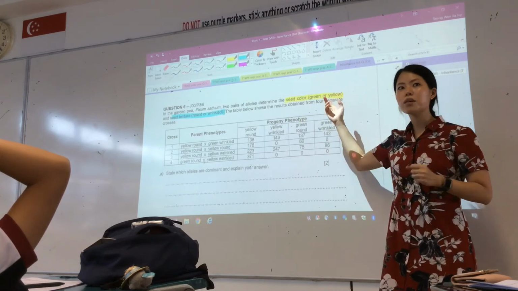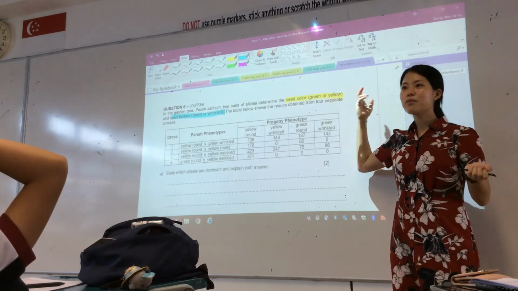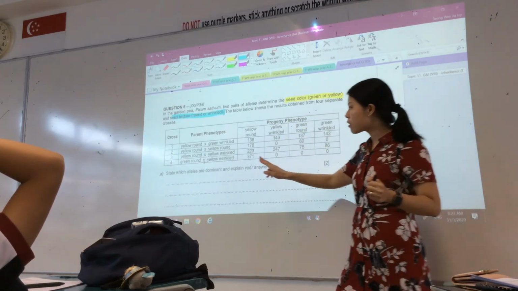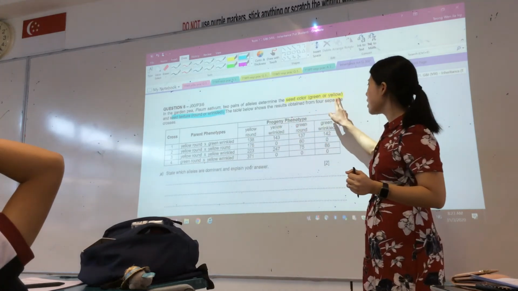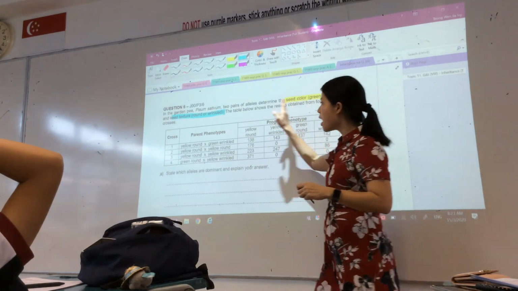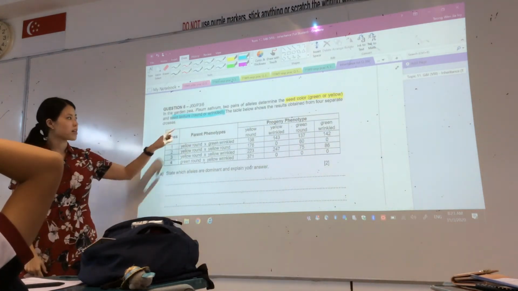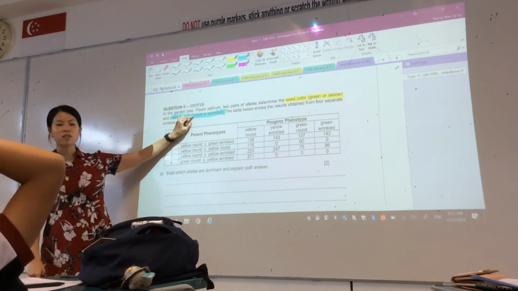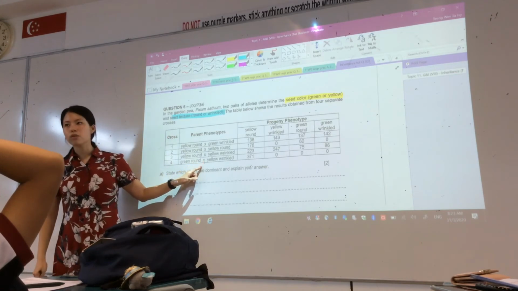Yellow. How do you know? Which cross number do you look at? 4th one. Good. By cross 4, you should be able to tell that the yellow seed color is dominant. How about the seed texture gene locus? It has to be the round allele, I mean the allele for roundness, right? How do you know? Also cross 4.